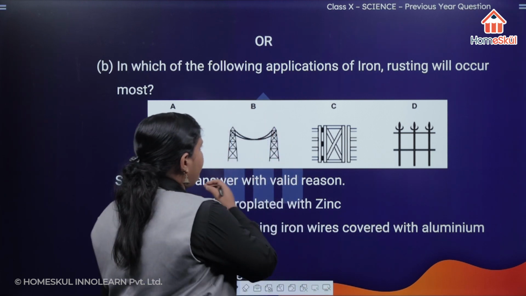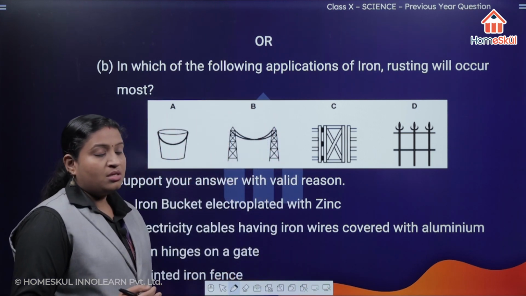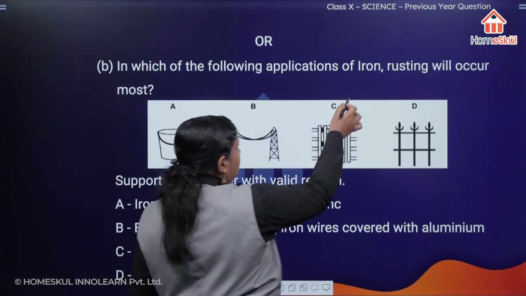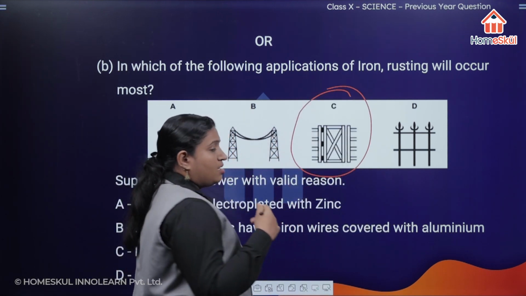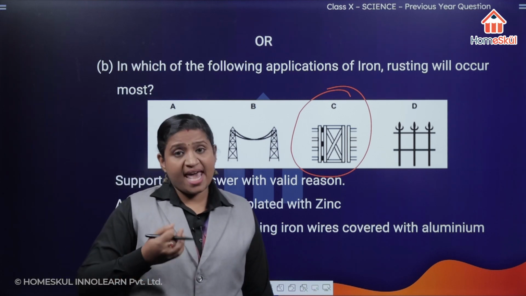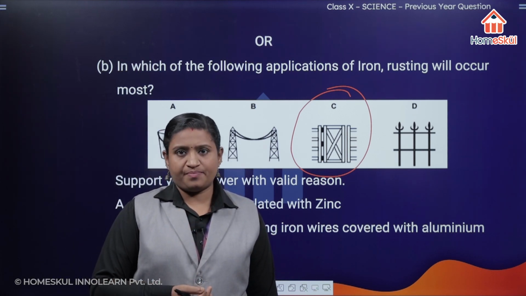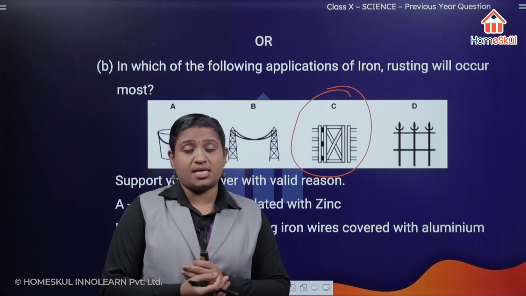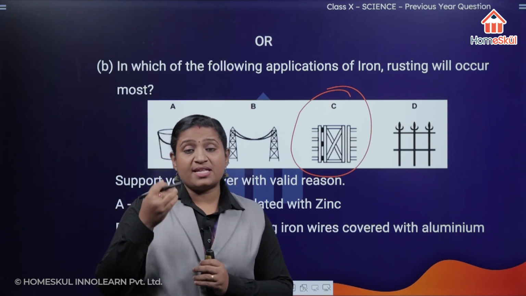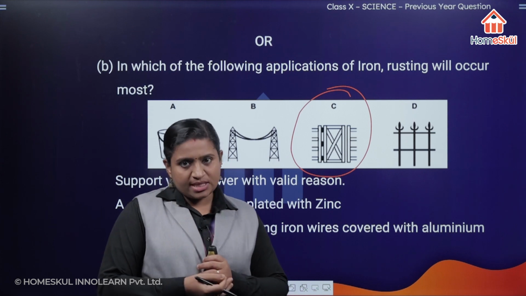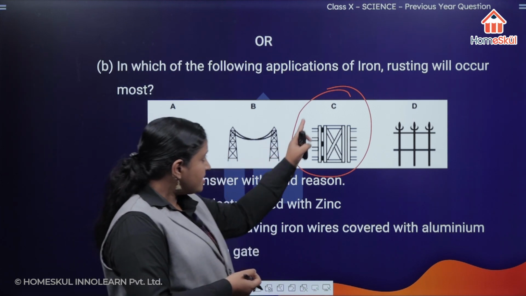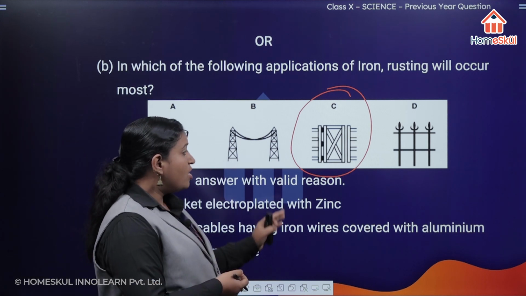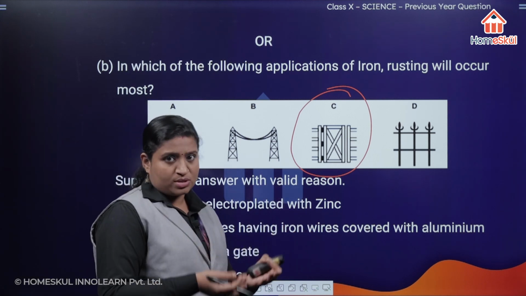So, out of these 4, it is iron hinges on a gate. They are exposed to air as well as moisture. Since rusting occurs much faster when a substance is exposed to air and moisture, here in this third object, that is C, iron hinges on a gate will undergo rusting most.